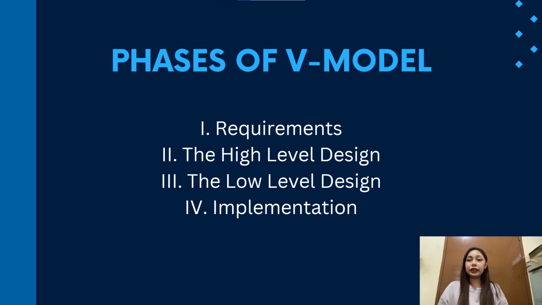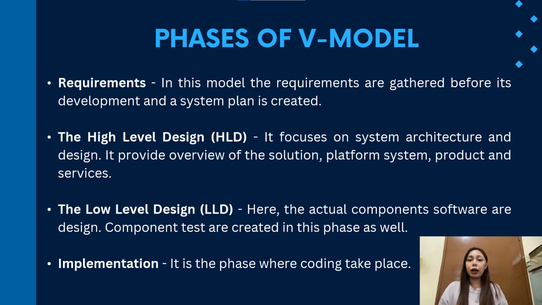For the requirement phase, all the necessary information about the system is gathered from users. A clear plan is created to guide the development. This ensures everyone knows what the system should do before it's built. Next is the high level design, or HLD phase. The system's overall structure and architecture are planned. It shows how different parts of the system will fit together. This phase ensures that the system is designed to meet the requirements efficiently.